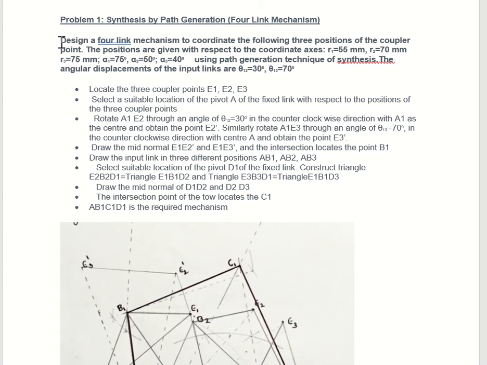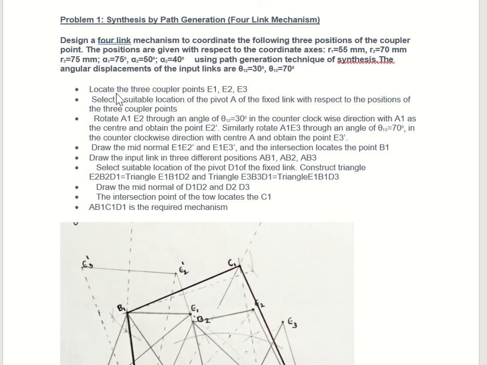It says that we will be designing a 4-link mechanism to coordinate the following three positions of the coupler point. The positions are given with respect to the coordinate axis. They are R1 equals 55 mm, R2 equals 70 mm, R3 equals 75 mm, with the respective angular positions as 75 degrees, 50 degrees and 40 degrees. We'll be designing it using a path generation technique. The angular displacements of the input links are given as theta 1 2 equals 30 degrees and theta 1 3 equals 70 degrees.